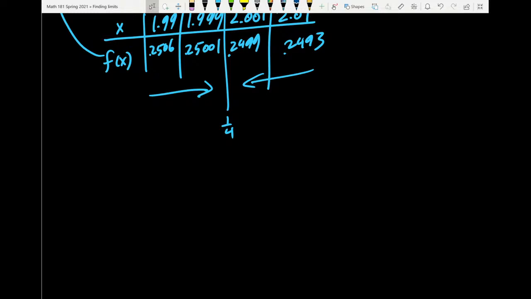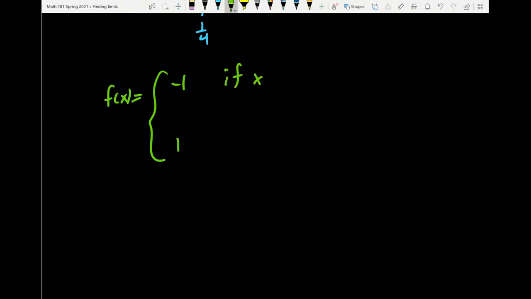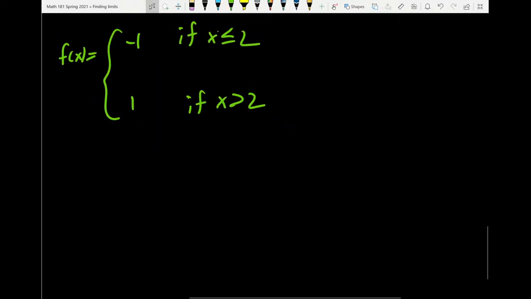So let's look at a graph of it when it doesn't do that. f of x equals -1 if x is less than 2, and if x is greater than 2, it's 1. So if I graph this function, what happens?